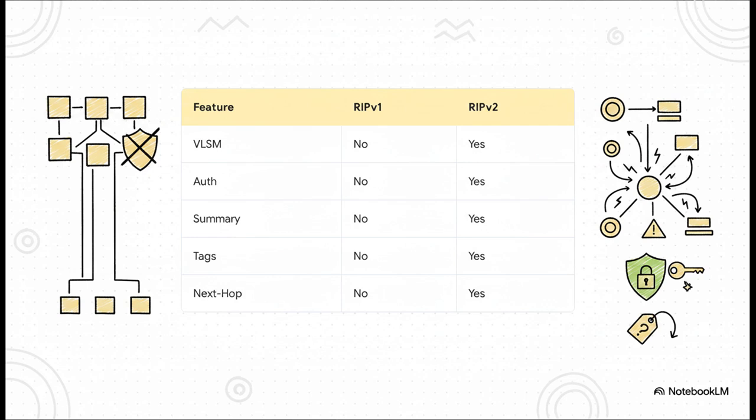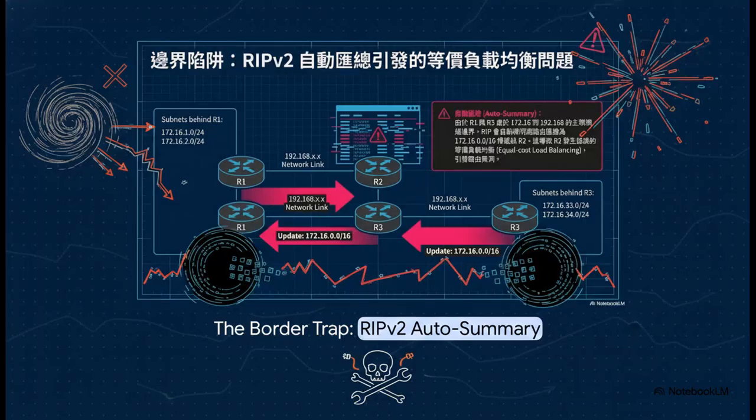It also layered in security through authentication to block rogue routers from injecting fake routes, and added route tags and next-hop info to finally shake off version 1's archaic limitations. But hey, even with version 2, you still got to be super careful.